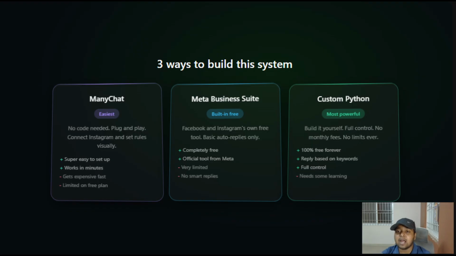Then the third option, and the one we are going to follow. This is the most powerful one: building it yourself with code, specifically Python. When you build it yourself, you can do anything. Reply differently based on what someone commented. Send a DM automatically. Track who commented. Connect it to your own database. No monthly fee, no limitations. Full control. Sounds scary, but it's not as hard as you think. I am going to show you exactly how in the next video.